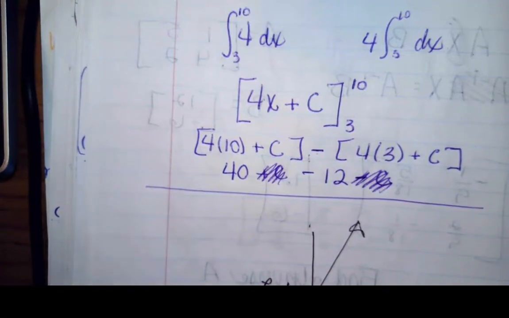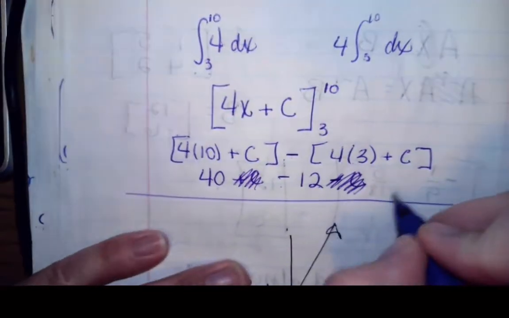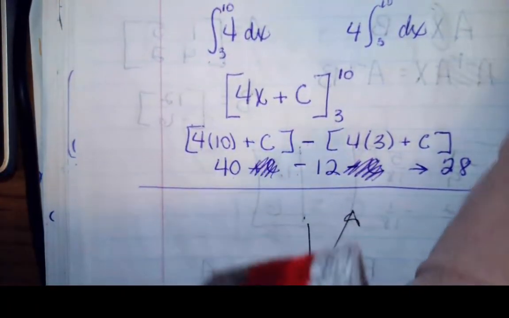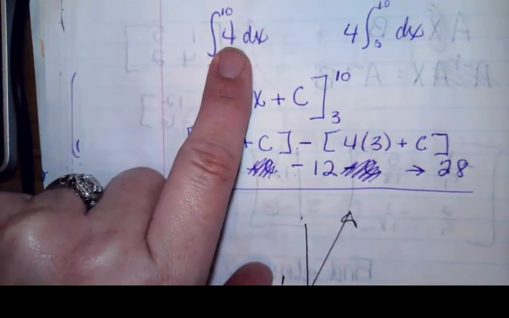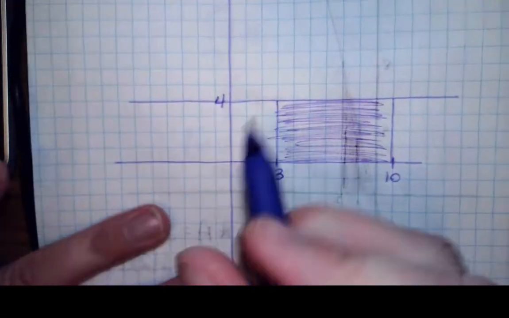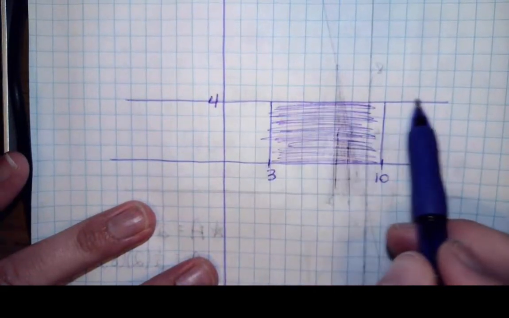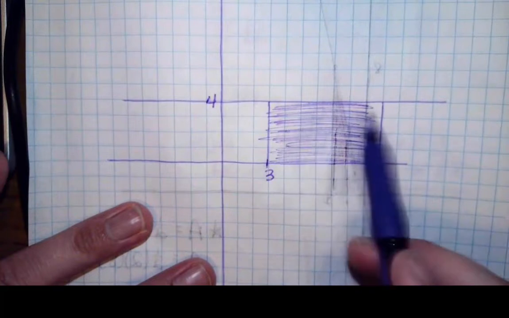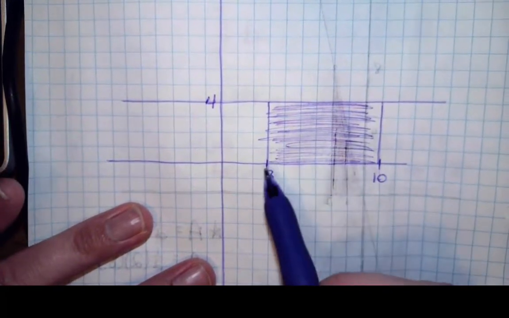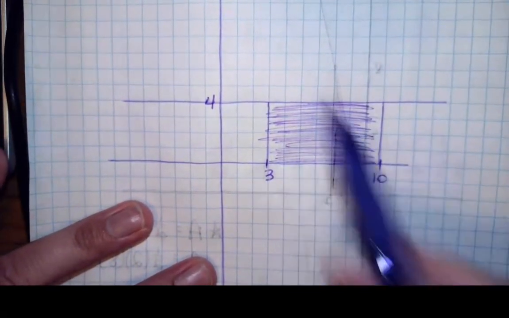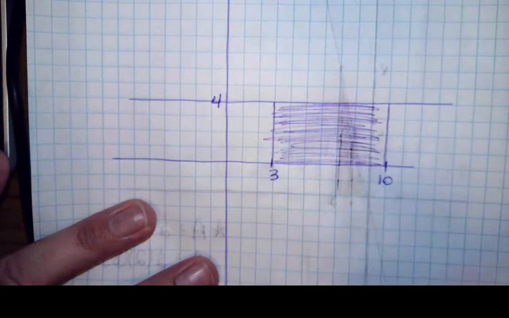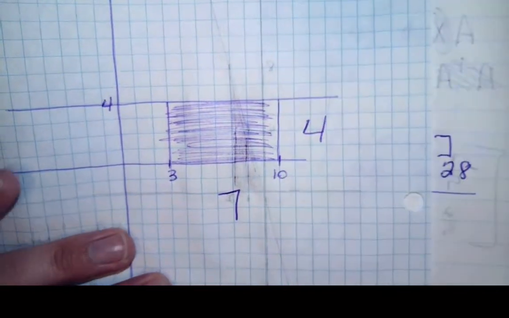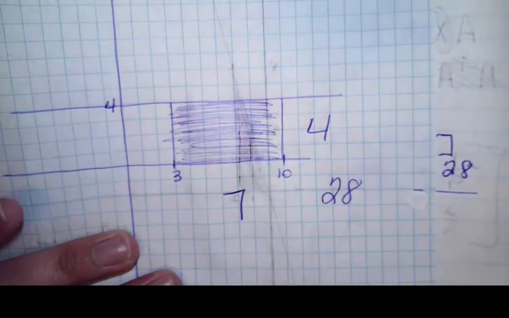Okay? So what do I get now? I get 40 minus 12. Well, what's 40 minus 12? 40 minus 12 is 28. So what does this mean? What does the graph of y equals 4 look like? The graph of y equals 4 looks like a horizontal line that slices through the y-axis at 4. And I'm interested in finding the area under that curve only between 3 and 10. So what shape is this? This is a rectangle. So how wide is your rectangle? It's 7. How tall is your rectangle? It's 4. 7 times 4 is 28.